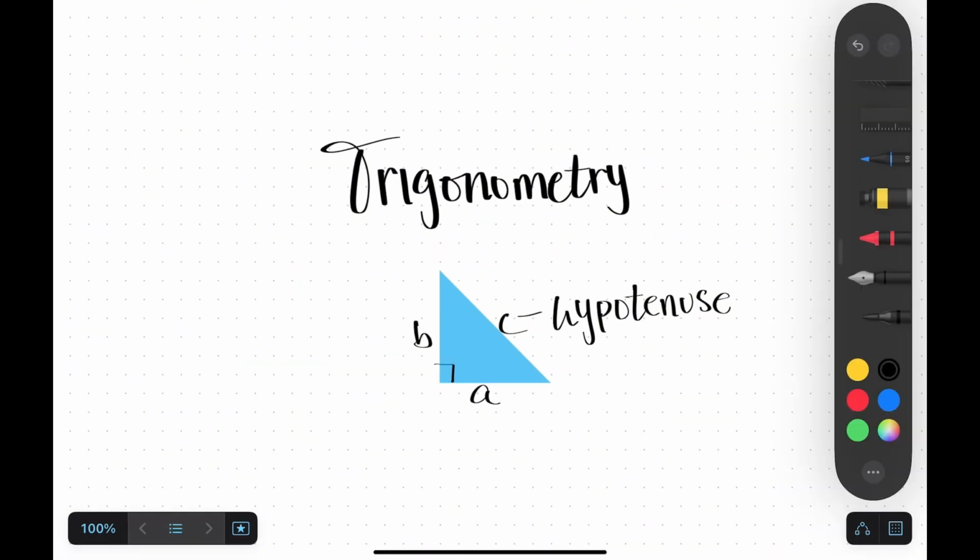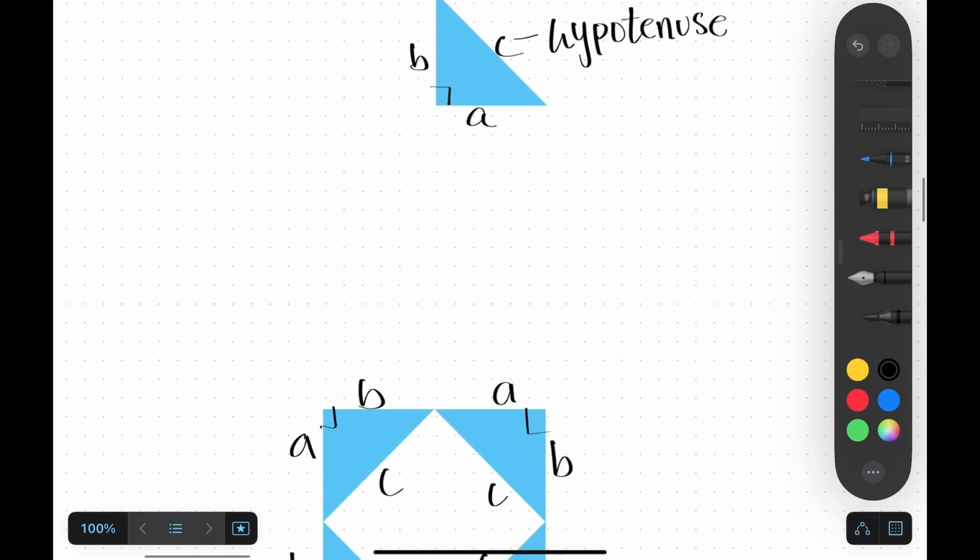This is a right-angled triangle, meaning a triangle with one angle of 90 degrees, marked by the sign we see in the lower left corner. We have sides labeled A, B, and C. Importantly, the side labeled C is the hypotenuse, the longest side of the triangle, and is opposite the right angle.